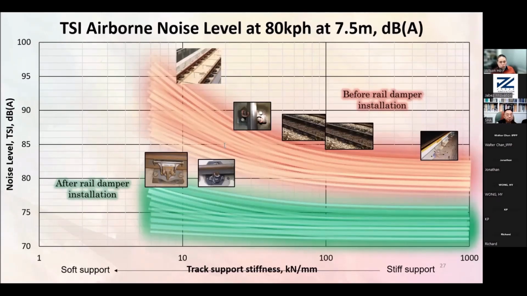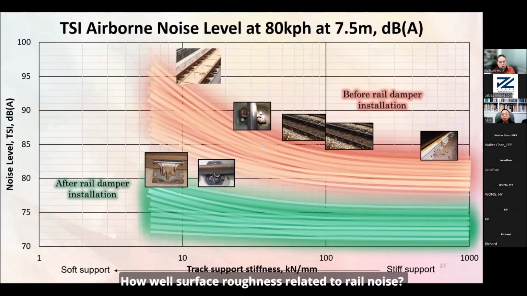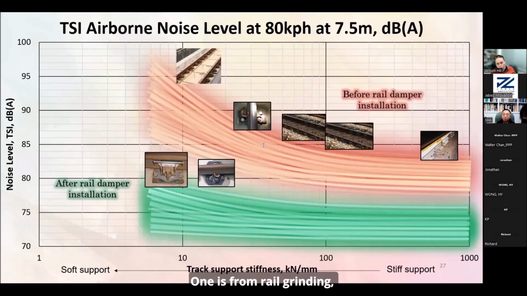Okay, let's look at the next question. There are two questions. How is rail surface roughness related to rail noise? Will it get rougher over time? Rail roughness can be generated by two mechanisms. One is from the rail grinding, the other is from the operation.